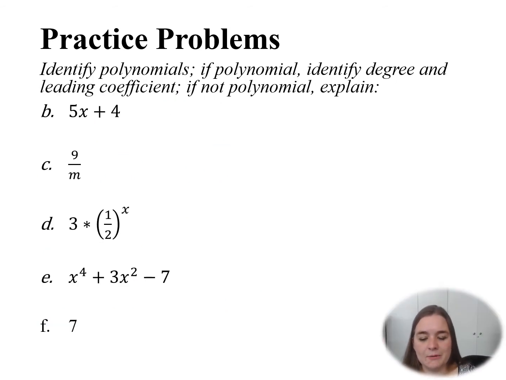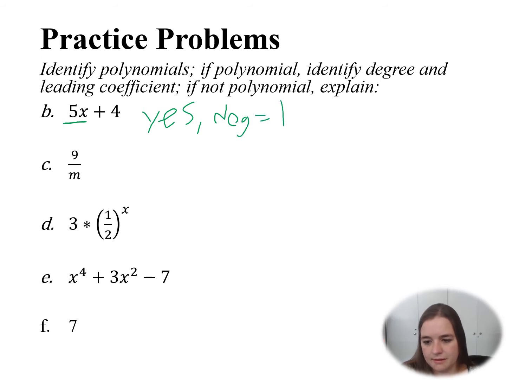Well, now with these ones here, I want to identify if they are polynomials or not. If they are a polynomial, I want to identify the degree and leading coefficient. But if it's not a polynomial, I need to explain. So my first example on this slide here is 5x plus 4. Is it a polynomial? Well, yes. It is a linear polynomial with a degree of 1. I see that exponent with a power of 1, so the degree is 1. My leading coefficient is the coefficient attached to my highest power exponent, so my leading coefficient is going to be 5.